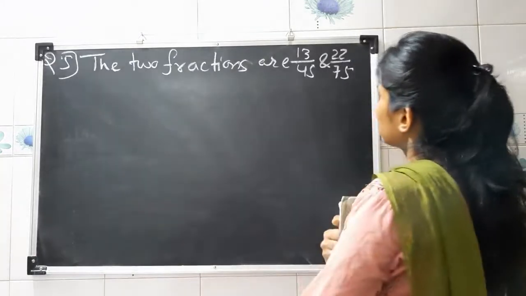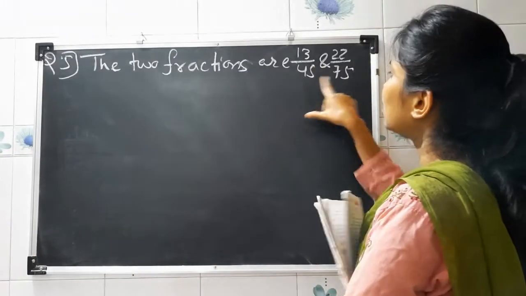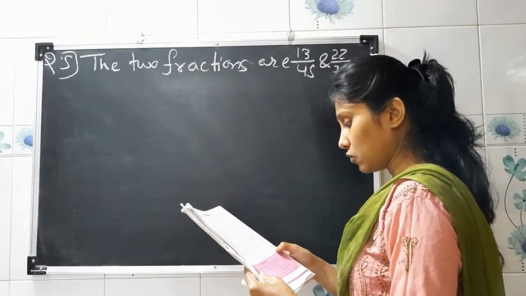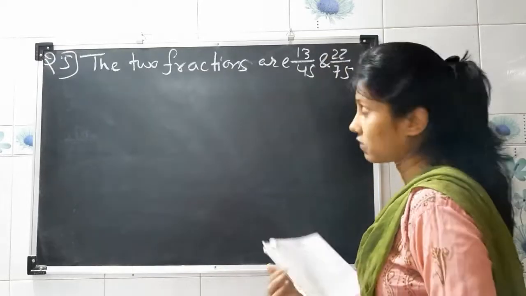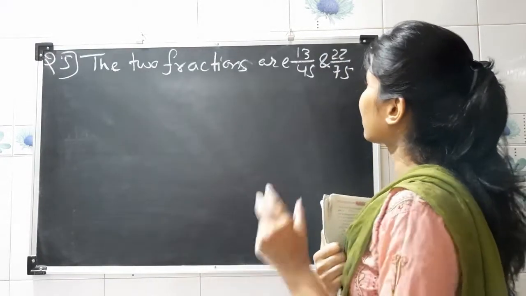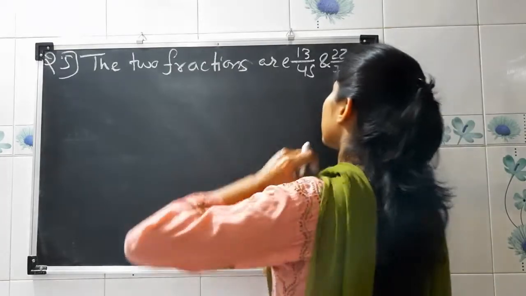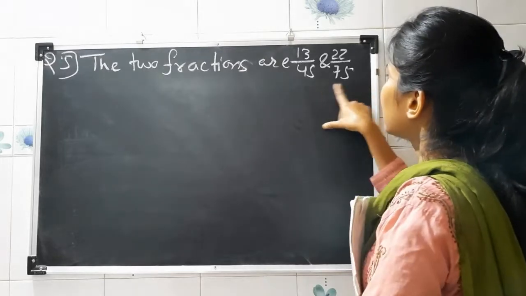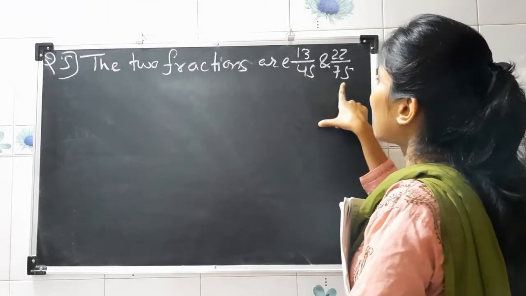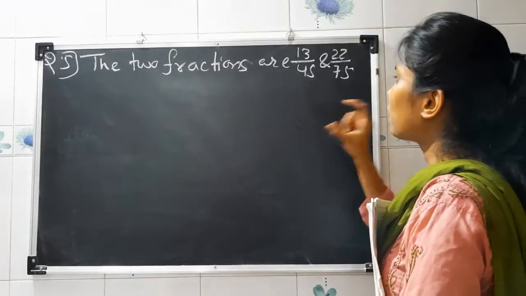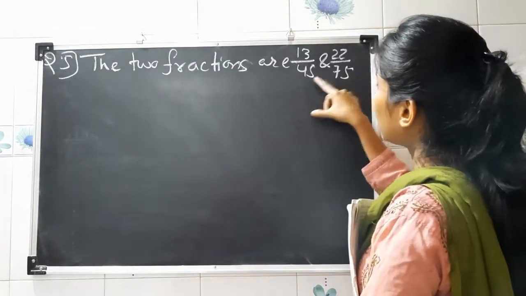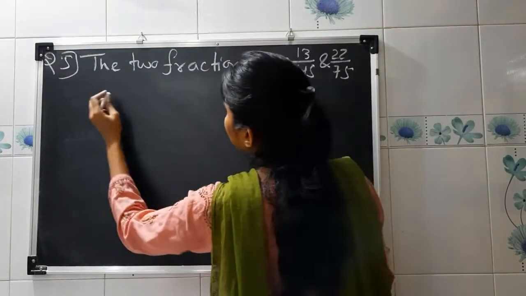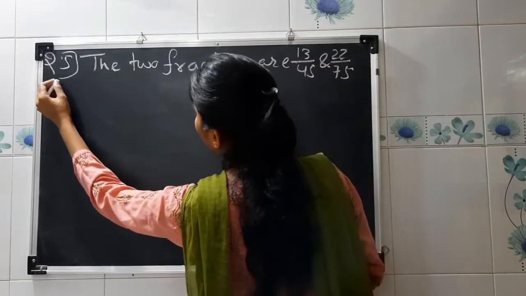First, their denominators are different. In the question itself they have asked you to convert these fractions into equivalent fractions. Equivalent fractions means the fractions with equal denominators. So first we need to make their denominators common. We need to find the LCM of both these numbers, that is lowest common multiple, which is the multiple of both these numbers. So first let us find out the multiples.